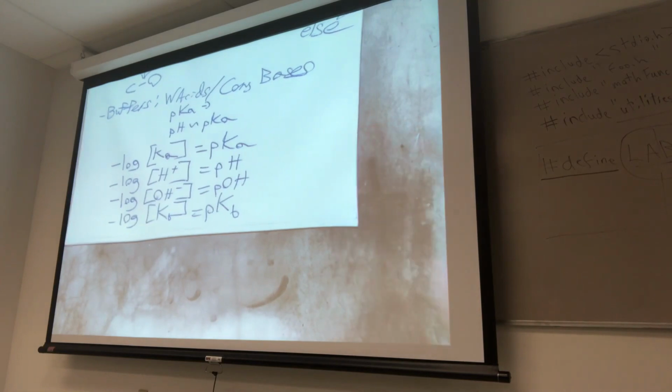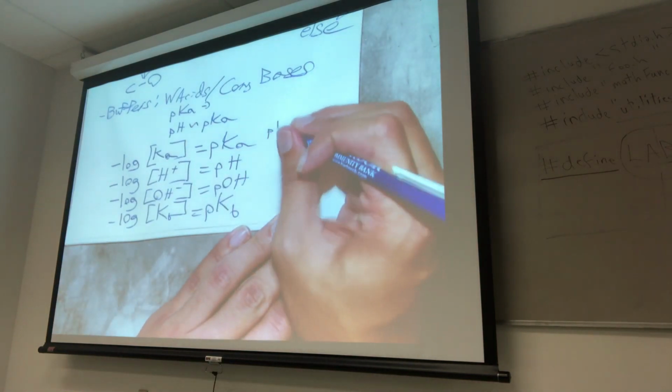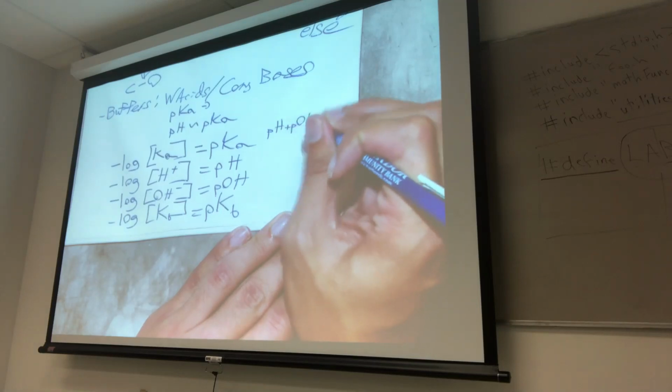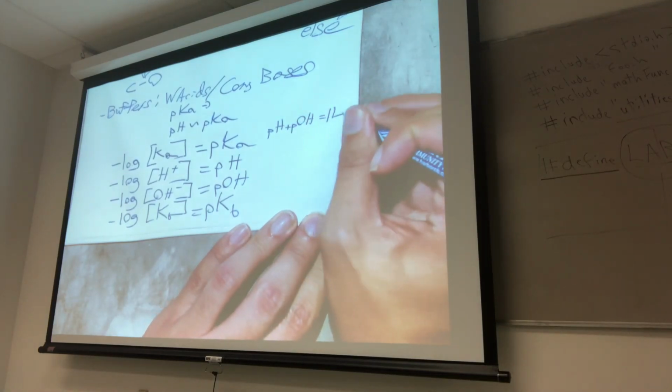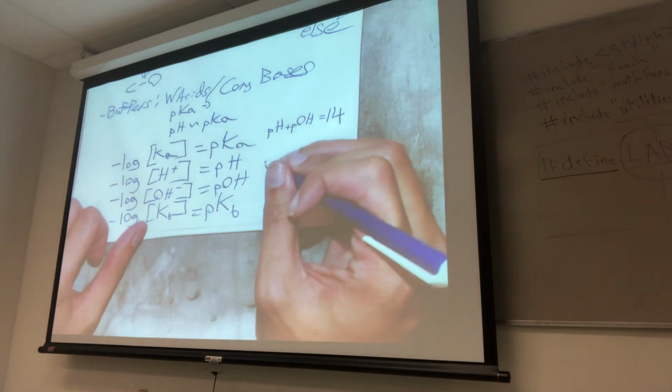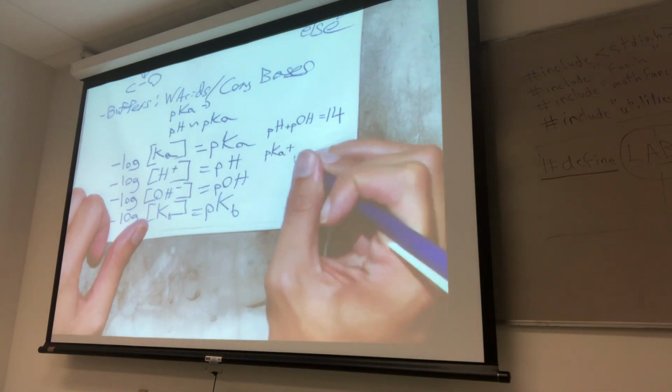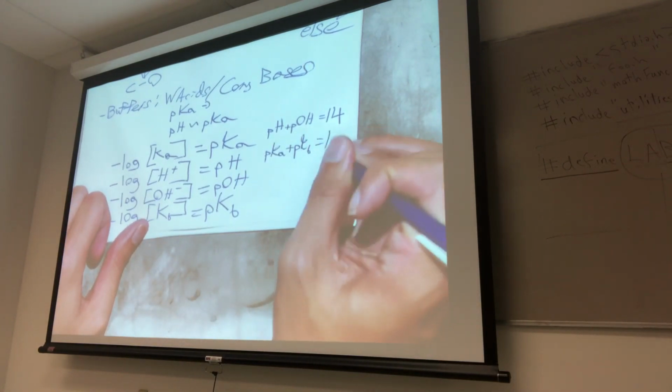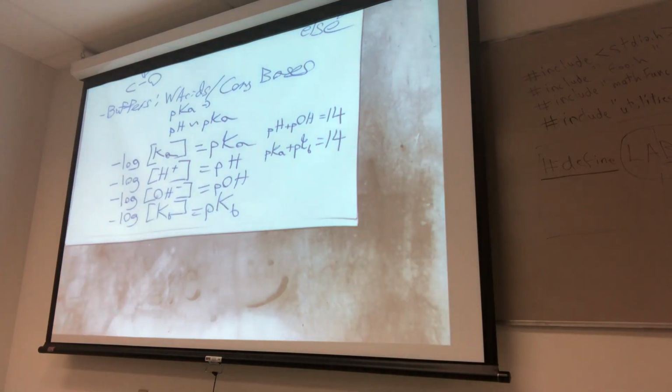I'll add 2 more so we can relate them to each other. When you do pH plus pOH, you end up getting 14. And if you do pKa plus pKb, you end up equaling 14. There's technically 2 other ones. I don't prefer to use these equations, and you won't have to use them, but if you see these equations on the exam, know what they mean. You may not have to use them.